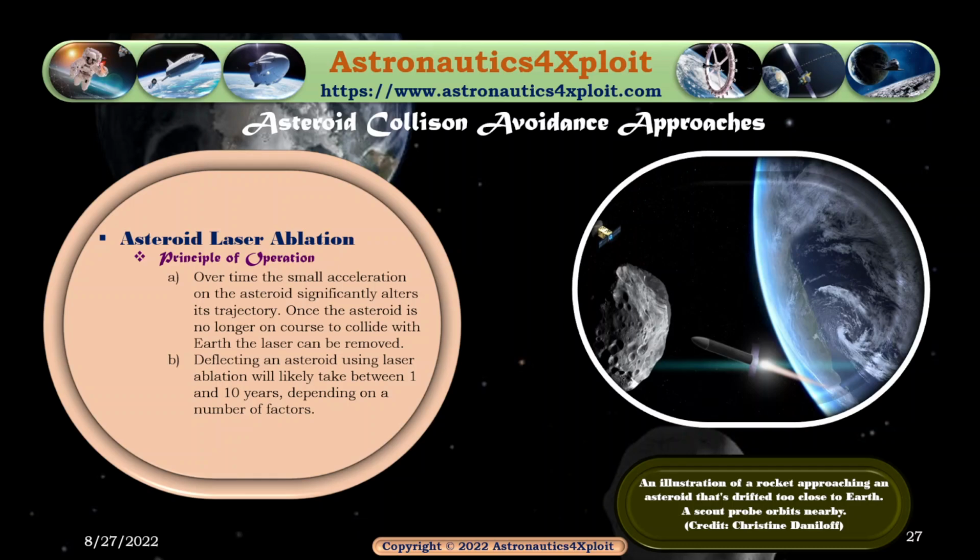Over time, the small acceleration on the asteroid significantly alters its trajectory. Once the asteroid is no longer on course to collide with Earth, the laser can be removed. Deflecting an asteroid using laser ablation will likely take between 1 and 10 years, depending on a number of factors. This picture shows an illustration of a rocket approaching an asteroid that has drifted too close to Earth.